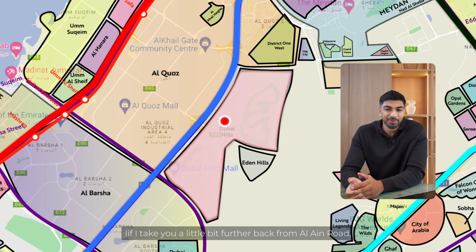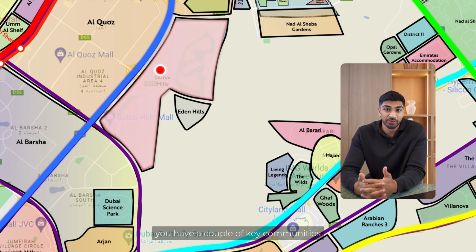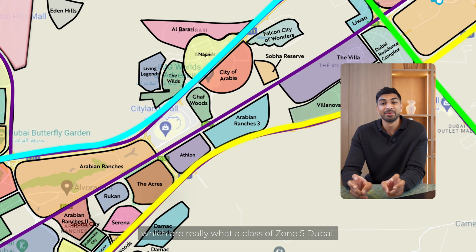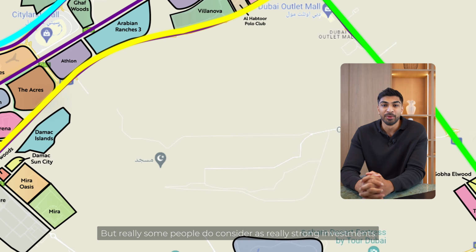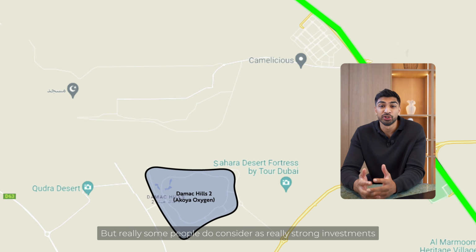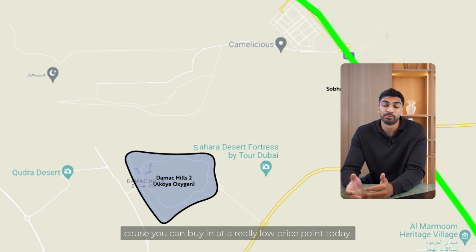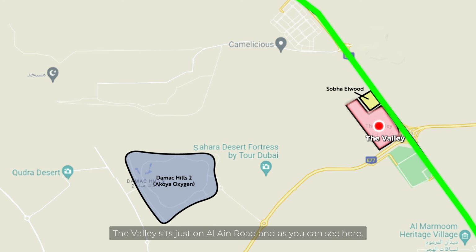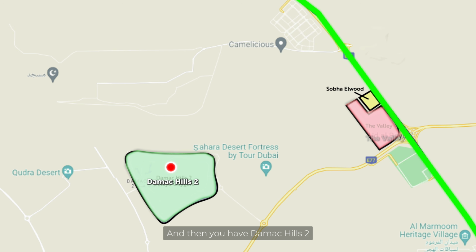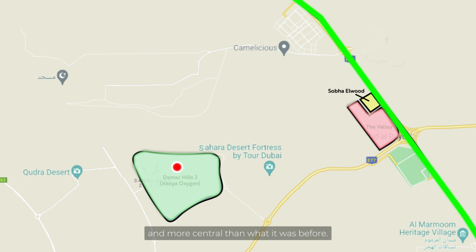If I take you a little bit further back from Al Ain Road, you have a couple of key communities which are really what I class as Zone 5 Dubai, but some people do consider them really strong investments because you can buy in at a really low price point today. These are the Valley, which sits just on Al Ain Road, as you can see here. And then you have Damac Hills 2, which has been a community in this location for a long time. A lot of people had viewed this as very far away, but as the city has expanded, especially into the desert, it has now become more connected and more central than it was before.